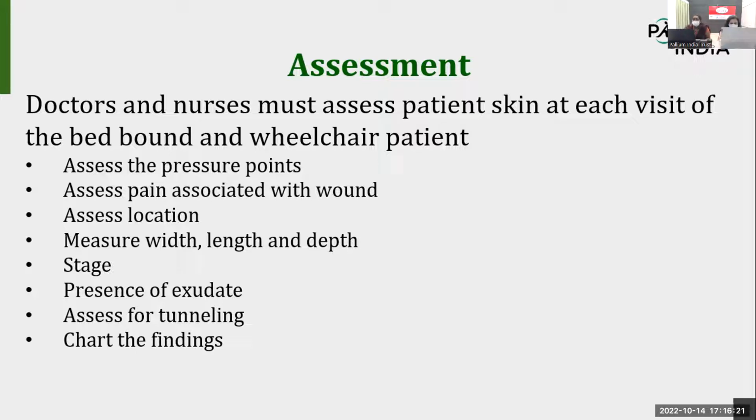So here, what are the things you can assess? Assess for pressure points. Even if the patient is on a wheelchair, you can assess. Assess pain. If they have a wound already, definitely you can ask them about pain. If they have pain, you can give some analgesics and then do the dressings. Assess location. Measure approximate width, length, and depth. Stages of wound. Presence of exudate, meaning discharge, purulent discharge or clear discharge from the wound, and assess for tunneling and chart it.